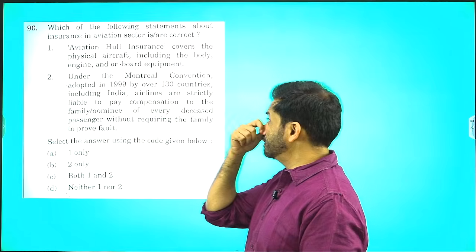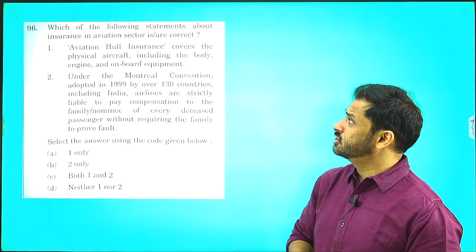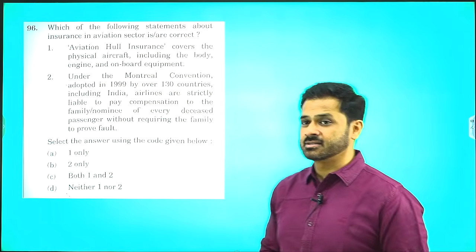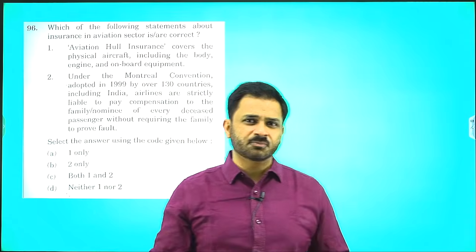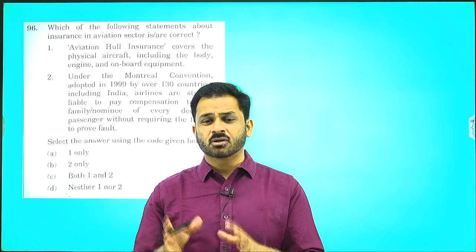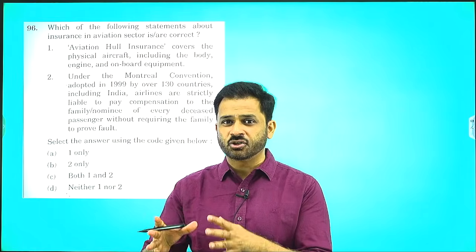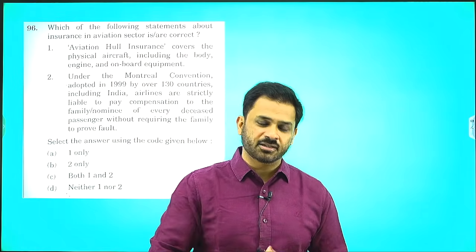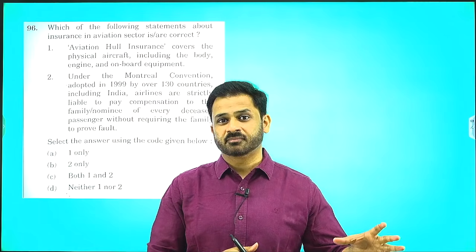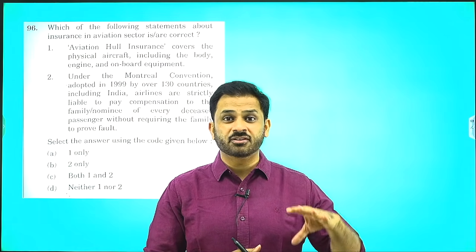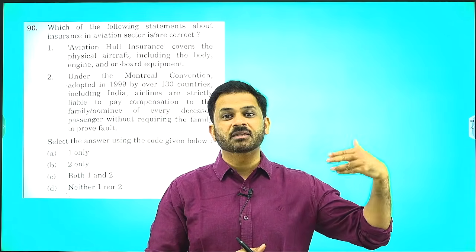Next one is, which of the following statements about insurance in the aviation sector is correct? Now in the aviation sector, we have, broadly speaking, two types of insurance. One is what we call hull insurance and the other one is liability insurance. Liability insurance is related to where the aircraft is doing damage to something else.